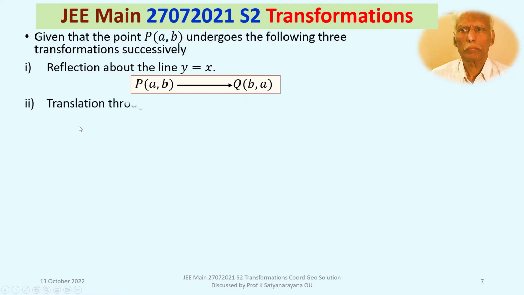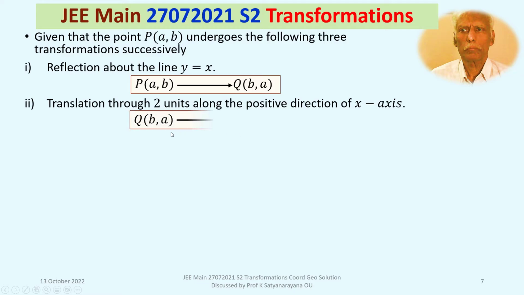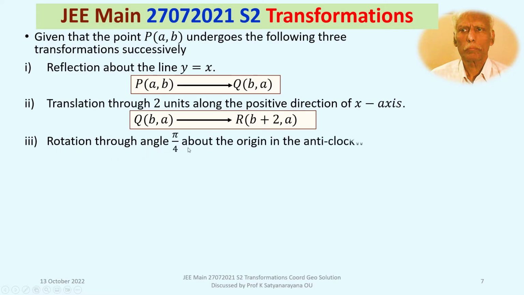Agreed. Second, translation through two units along the positive direction of the x-axis. So now Q(b, a) is translated by two units in the positive direction of the x-axis. Then b becomes b + 2, and the a remains the same. Now rotation through an angle pi by 4 about the origin in the anti-clockwise direction.